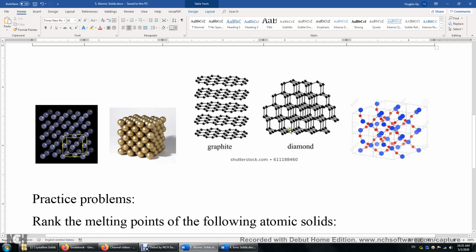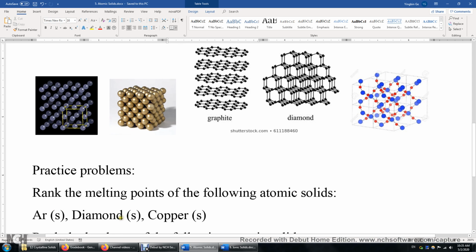Now let's look at some practice problems. Let's rank the melting point of the following atomic solids: argon, diamond, and copper. Diamond has the highest melting point because to melt diamond, we need to break many carbon-carbon single bonds. Those are very strong bonds with a bond strength of more than 400 kilojoule per mole. What about the metallic bond in copper? It's roughly 100 or 200 kilojoule per mole. It's weaker, therefore it's easier to melt copper. I think the melting point of copper is roughly 1000 degrees Celsius. Argon, we talked about it. There's only dispersion between argon atoms.